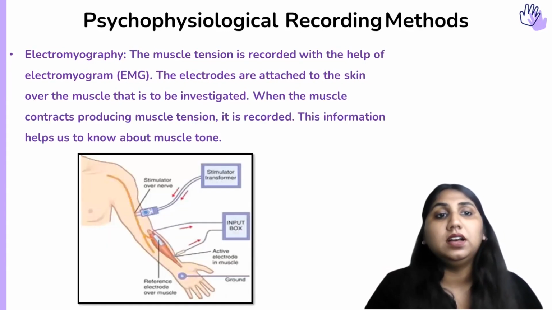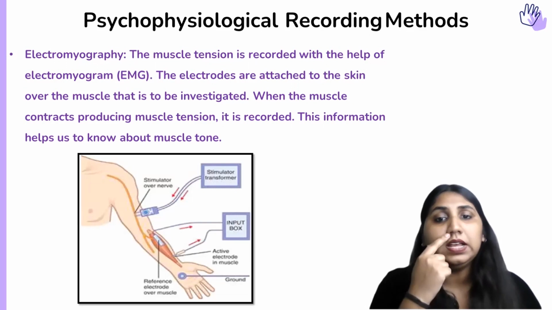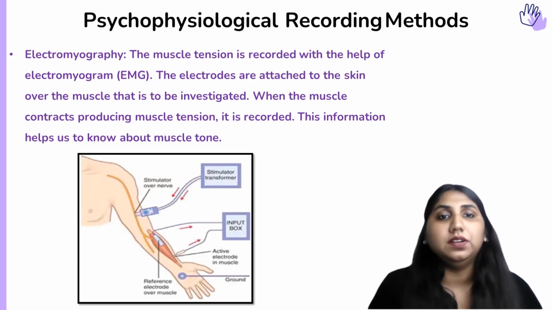Next comes electromyography. So as the name suggests, it requires electrical stimulation along with our skin. Okay, so we will be discussing what happens. You can see the diagram of how usually things happen. So you can see that there is the hand of an individual. We have a stimulator transformer, an input box, active electrodes in the muscle, and we have a reference electrode over the muscle along with a stimulator which is over the nerve.